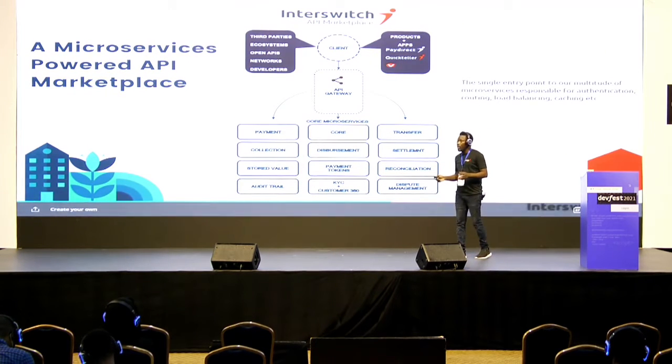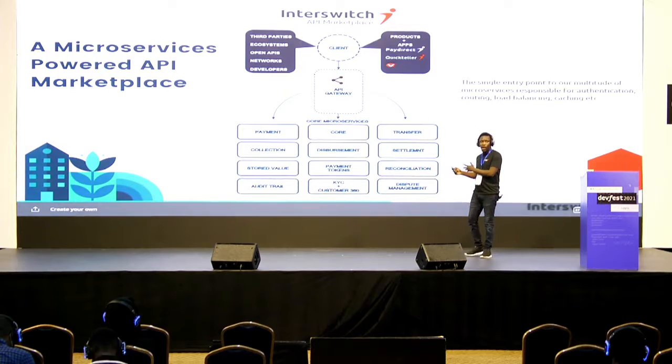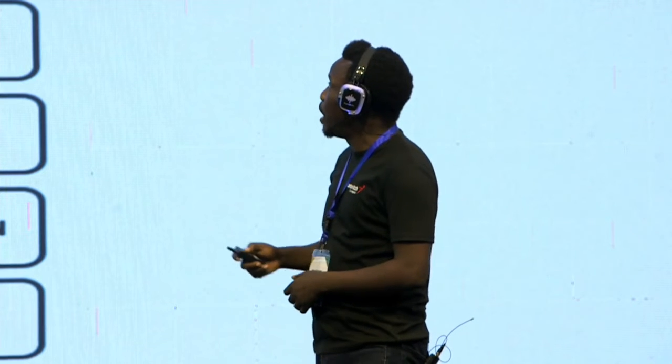So at the end of the day, this is how we have architected our solution to be able to support the API marketplace. Like I said, we have an API gateway in front. The API gateway is the single entry point to all the services that we have. So at the end of the day, you don't get to see all these microservices. What you see will just be APIs, and you just communicate over APIs.